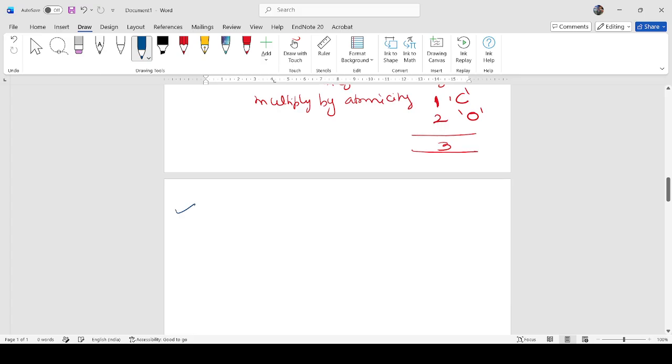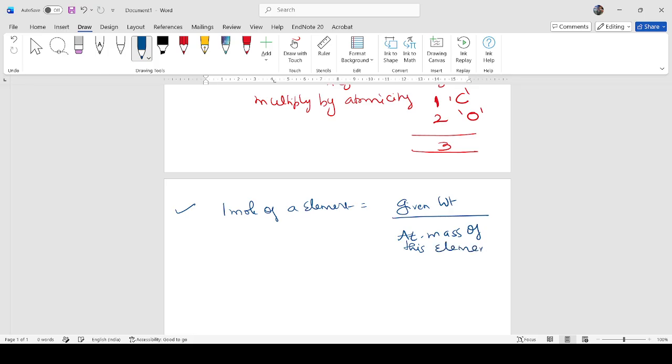Now we are trying to relate it with respect to the weight concept. 1 mole of an element is given by given weight divided by atomic mass of this element. For example, I say it is 1 mole of oxygen. When I say 1 mole of oxygen, how much is its weight? 16 grams. How do you say this, ma'am?